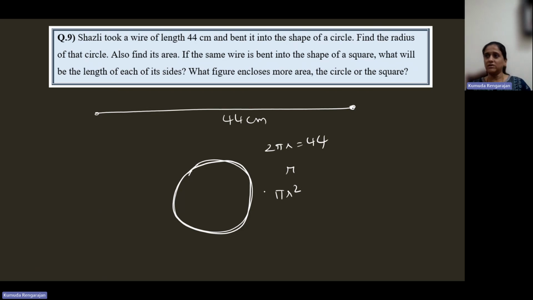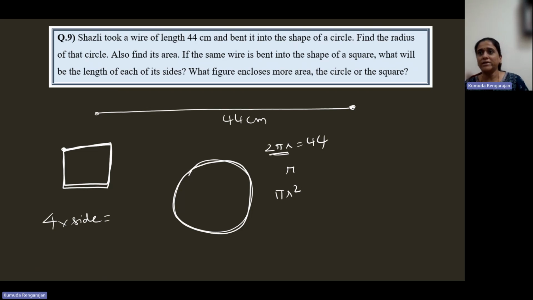Next, you bring the circle back to the wire, to its original form. And now you bend it in the shape of a square. So now where is 44? It's here, here, here, and here. That means 4 into side is 44, because that's the formula. 2 pi r is the circumference of the circle. What is the perimeter of the square? 4 into side. You should use the perimeter formula, not side into side, not the area formula. So side is equal to 44 by 4, which is 11. Now we got the side of the square. Find the area. Side into side is area. 11 into 11, 121, and then compare the areas.